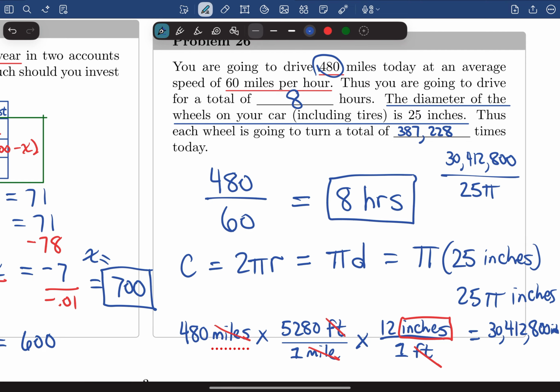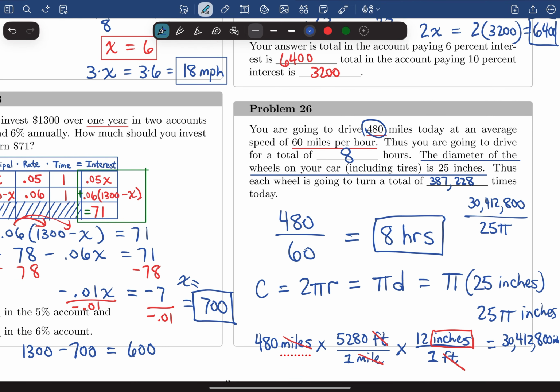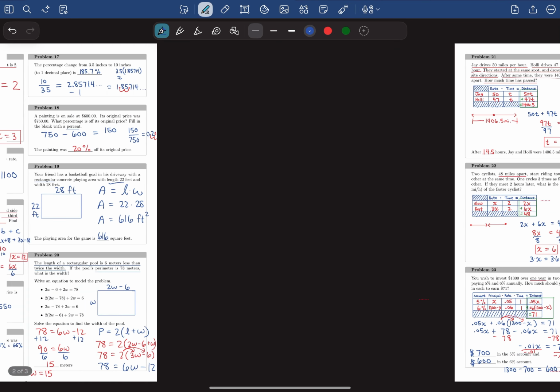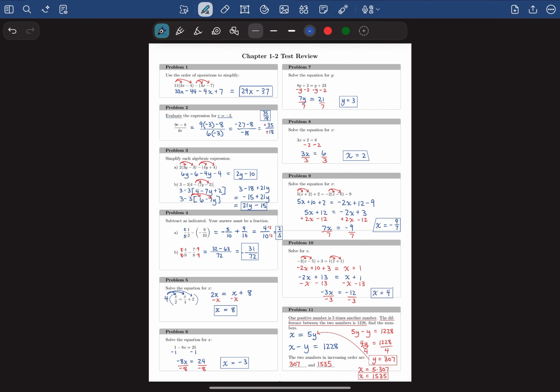And that, problem 26, was a nice challenge problem for your brain. And we have now concluded the entire review for chapter 1 and 2.